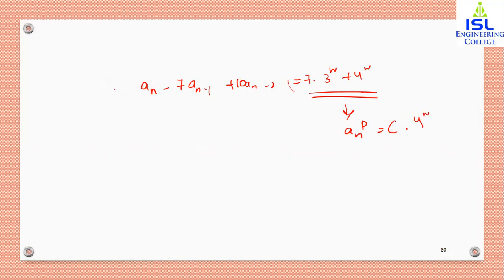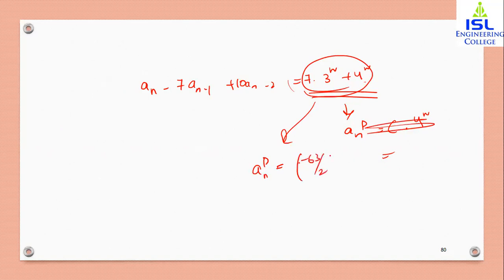So for this, the solution will be as follows. For both of them, a n of p for the entire f of n will be, I'm giving you the final solution, minus 63 by 2 into 3 power n plus minus 8 into 4 power n. We have to take two constants because we have f of n with two powers.